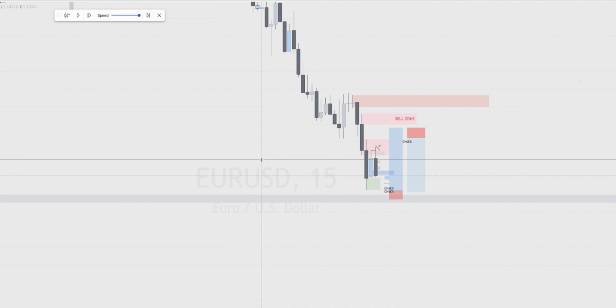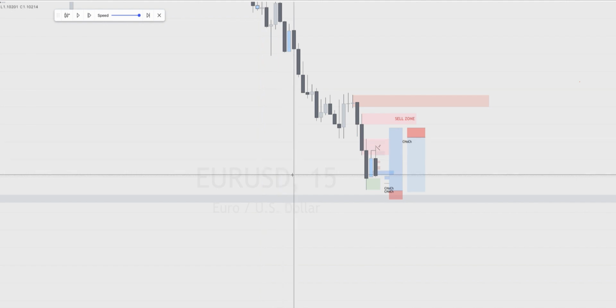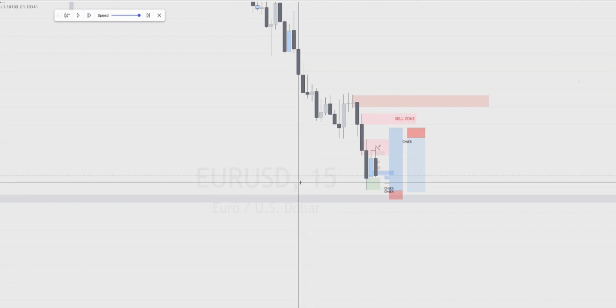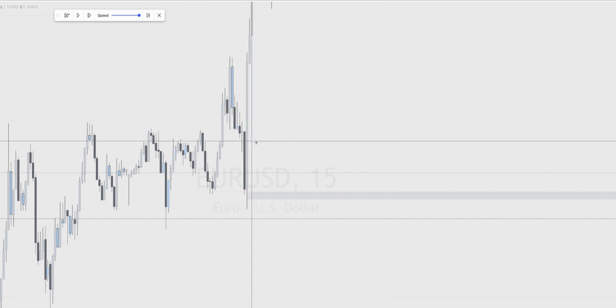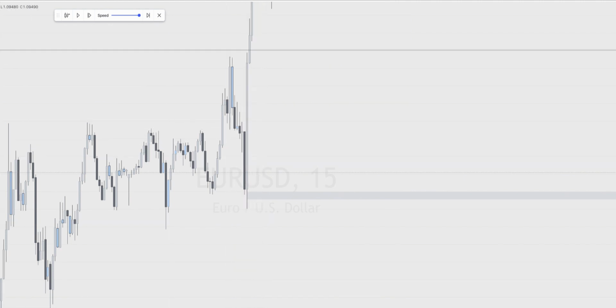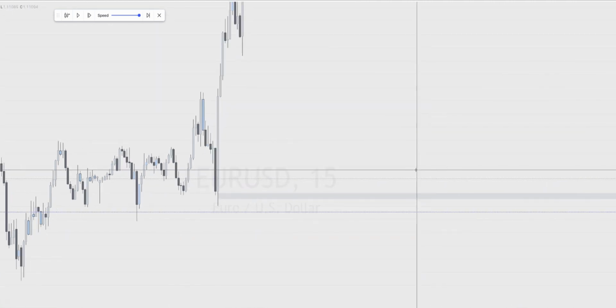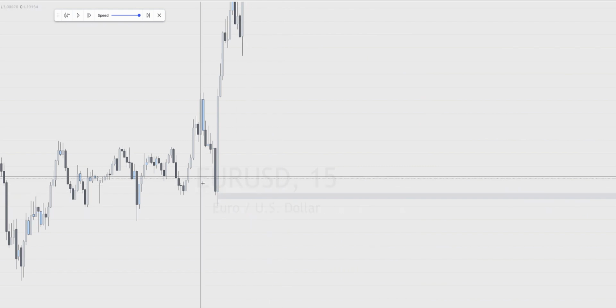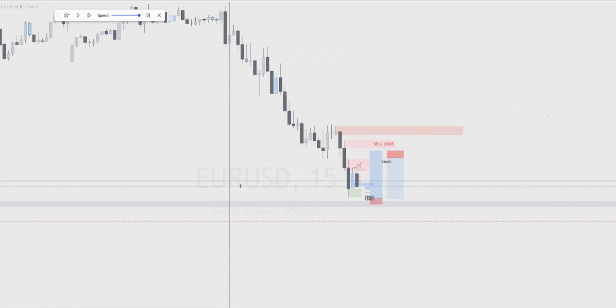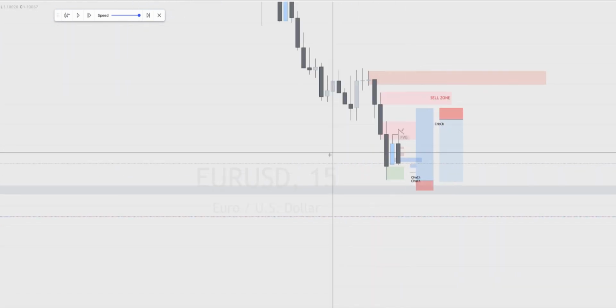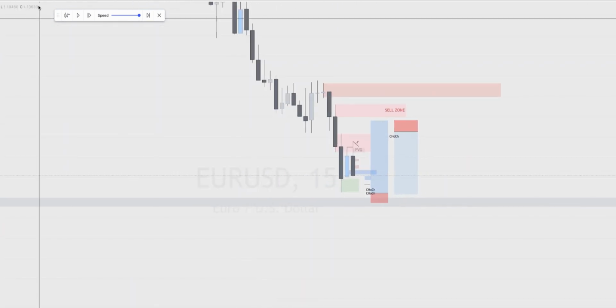Now, the reason I lost the first trade is I failed to do a little bit deeper analysis. So when I went to the 15-minute, I looked at this as being the order block and that the fair value gap was filled. What I didn't realize at that moment was that the fair value gap had not been filled. And so that's why this trade ended up losing.